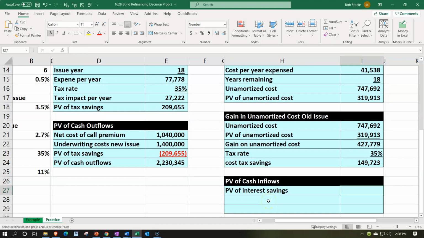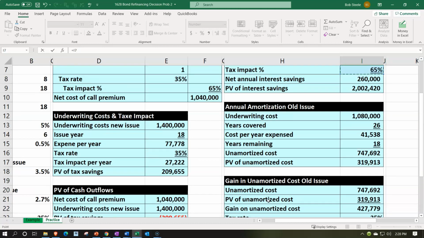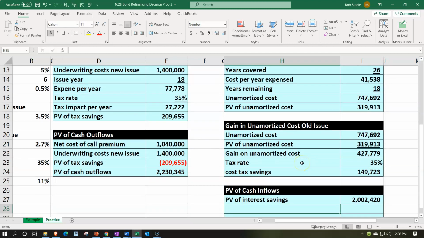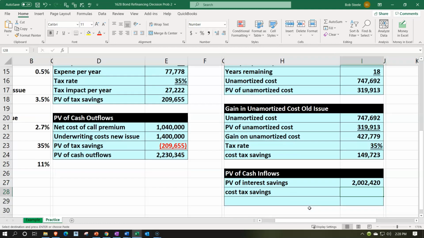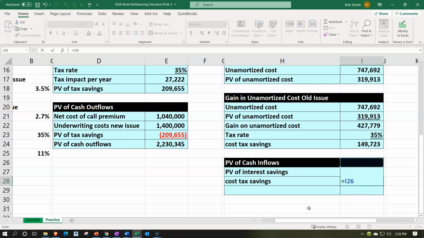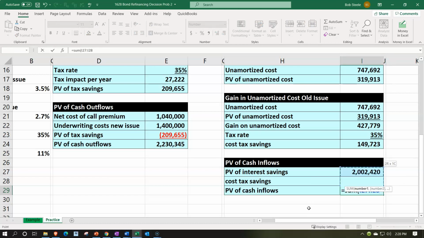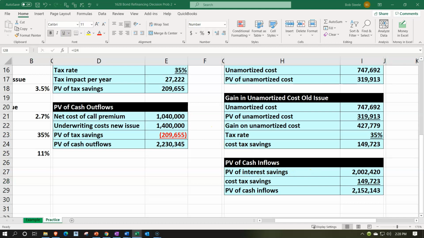So if we sum up the cash inflows, we've got the present value of the interest savings, which is going to be equal to the 2002420 up top. And then we have the cost tax savings that we just calculated, which is equal to the 149,723. That gives us the present value of cash inflows, the sum of those two. Let's put an underline here. So now we can sum this thing up.